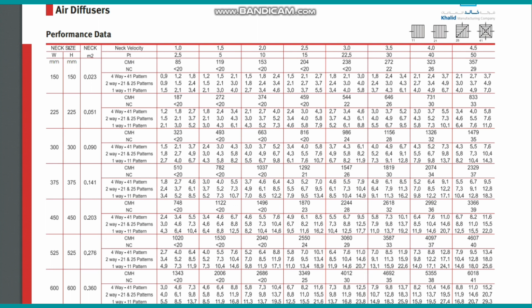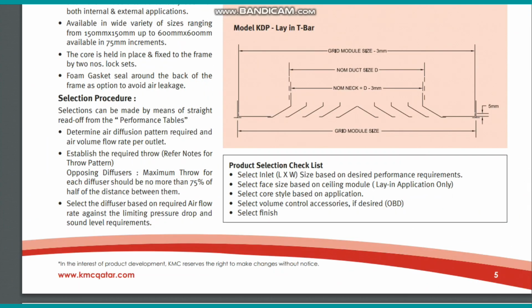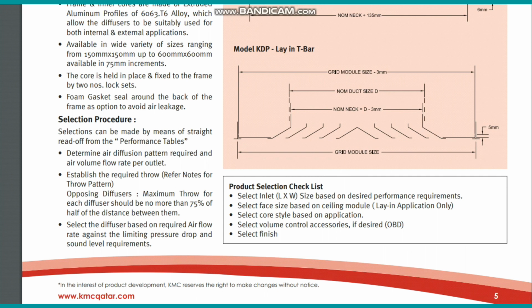So here I show you a technical data sheet from the KMC. So here they have given the neck size first. So the neck size we have to consider here. Like you see here, the neck size means where the duct will connect. This is the neck size, and this is the ceiling opening size. So this is not the duct opening size. This will be the duct opening size, called the neck size, because the neck velocity or terminal velocity is normally considered based on this one only, not the ceiling opening sizes.